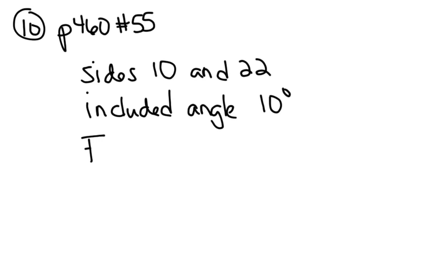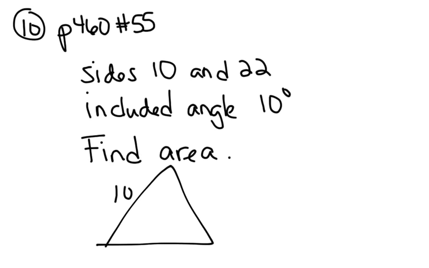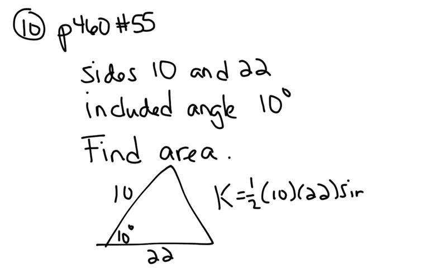They want us to find the area of a triangle with sides 10 and 22 and an included angle of 10. Well, remember there are two ways to find the area of a triangle when you don't know the height or altitude. In this case, I know my triangle looks like this. When you know side angle side, the formula for finding the area of the triangle is 1/2 of one side times the other side times the sine of the included angle. And I find out that the area is approximately 19.1 square units.